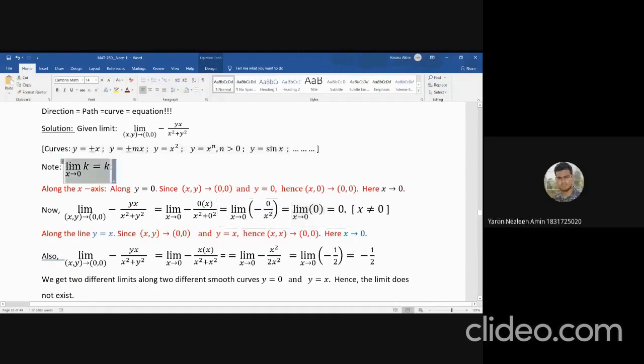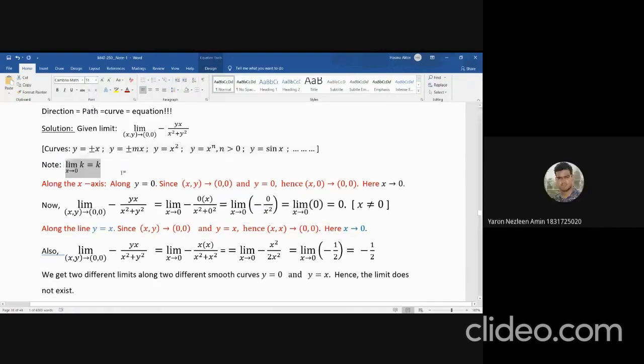No, 0 divided by 0 is not 0. You are getting confused. Yes, 0 divided by non-zero is 0. So 0 divided by non-zero, the x is not 0, so x squared is not 0. So definitely this fraction will give us 0, and the limit of a constant is constant. So I don't need to plug in the value of x here.